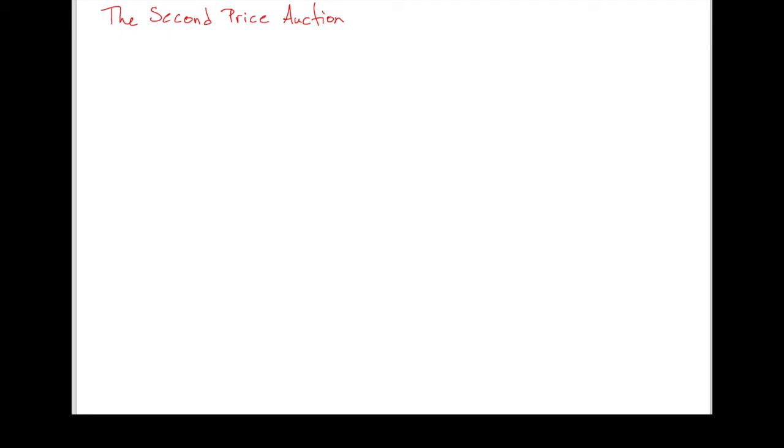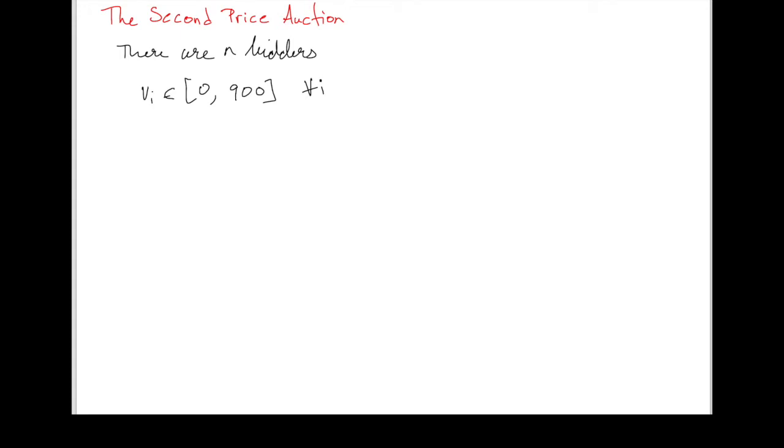Let's analyze the second price auction. Let's suppose there are n bidders, and for each bidder i, the valuation of the item that's being auctioned is v_i. So that's what the ith bidder thinks that the item is worth, and that valuation v_i is some number between 0 and 900. And that's true for every bidder i. And only bidder i knows what v_i is.